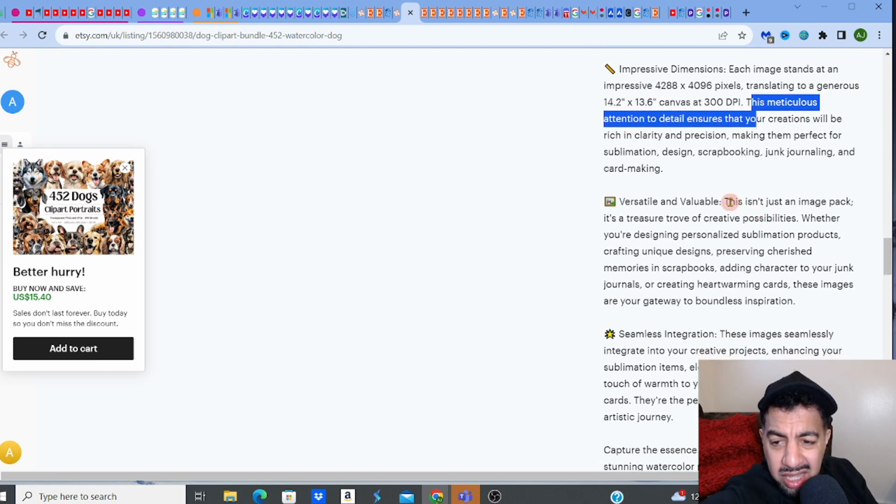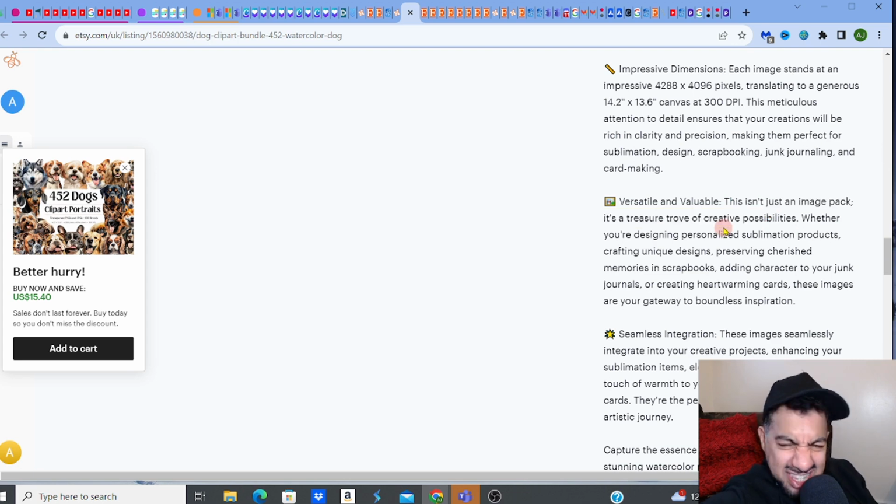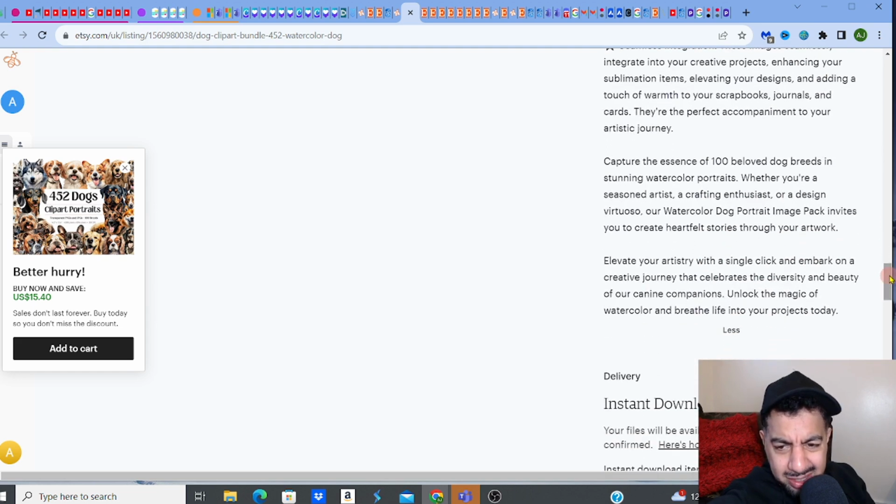Look at this under here. Versatile and valuable. This isn't just an image pack, it's a treasure trove of creative possibilities. I love that. Sell it. You're selling it. You've got to sell it, right? Look, journals, creating heartwarming cards. These images are a gateway to boundless inspiration. Seamless integration. These images seamlessly integrate into your creative projects. Love that. Capture the essence of 100 beloved dog breeds.